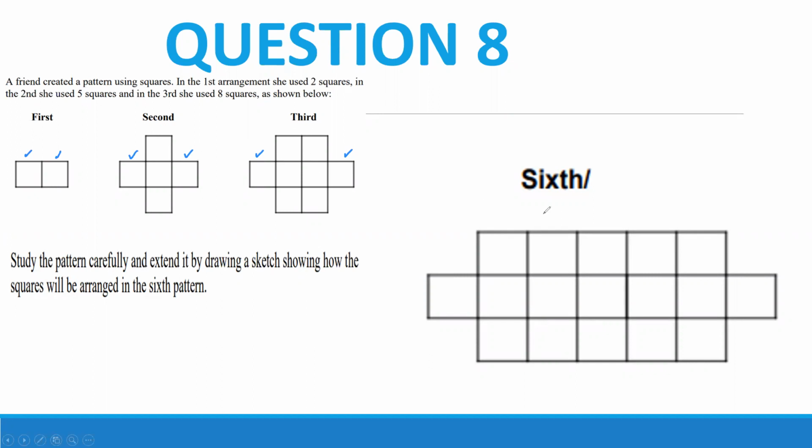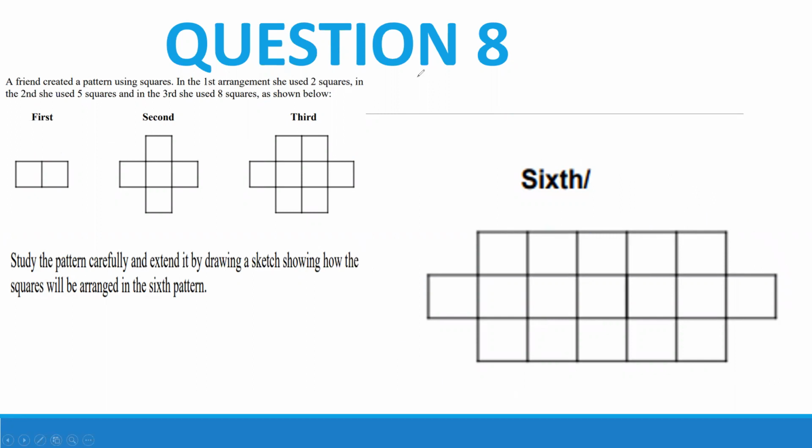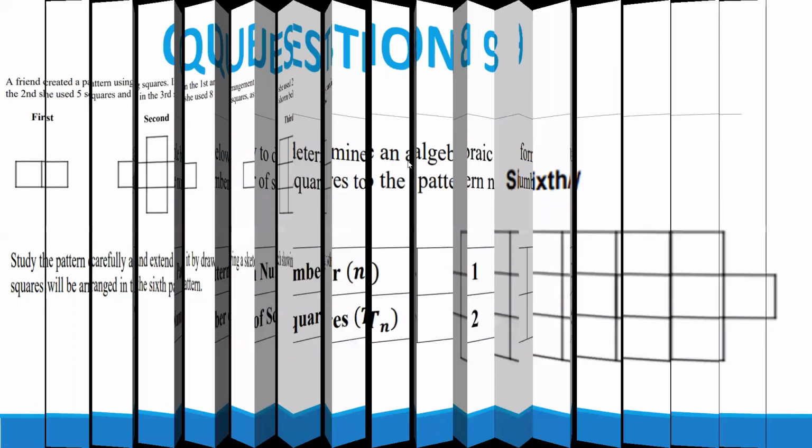For the third one, 2 blocks. The sixth one, 1, 2, 3, 4, 5 blocks. Our first and second block are still here. This is our answer. All right, I hope it's clear. Question 8 done. Let's continue with the next question.